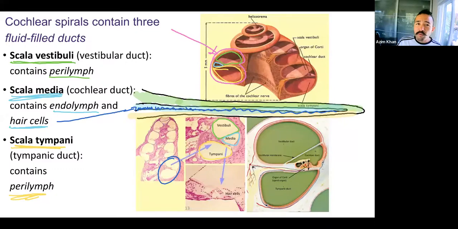How do we know which one's vestibuli and which one's tympani? Media is the smaller one in the middle, but you could easily flip vestibuli and tympani. The way that I recognize the difference, I'm going to erase my coloring here. Look for the slant, this sharper slant on one side of media. This sharper slant is on the side of scala vestibuli.